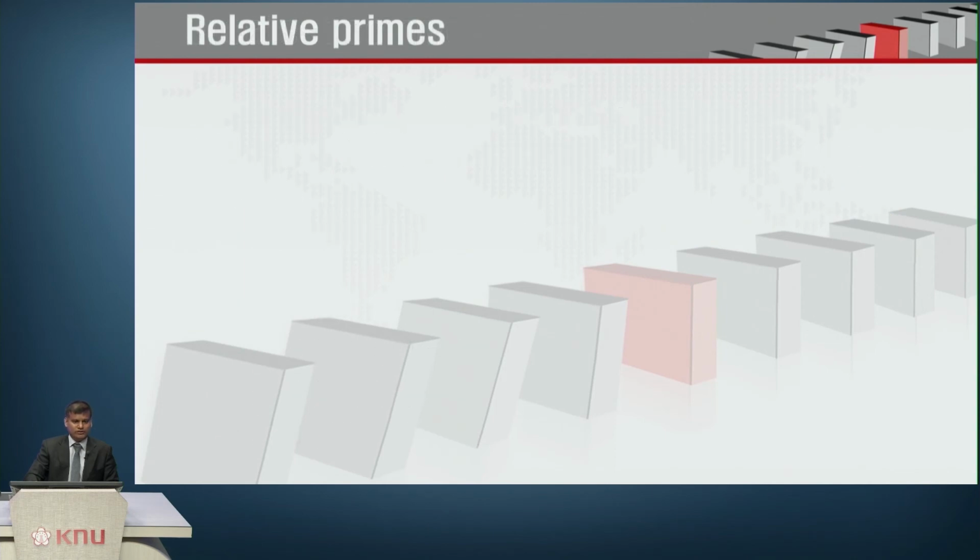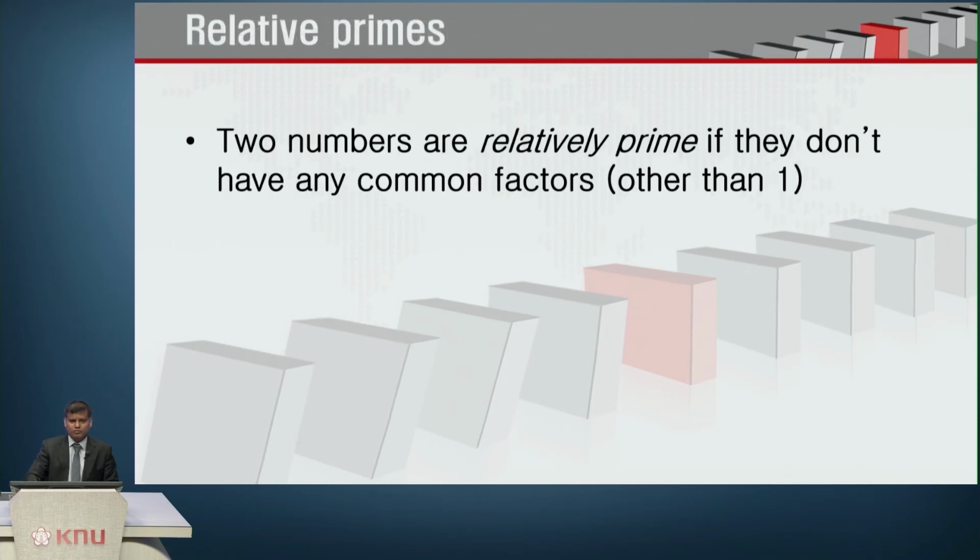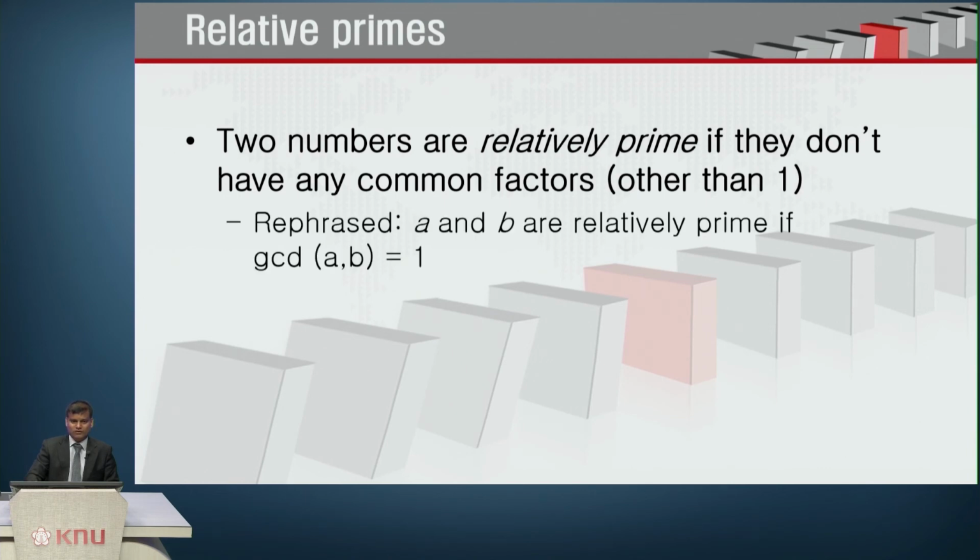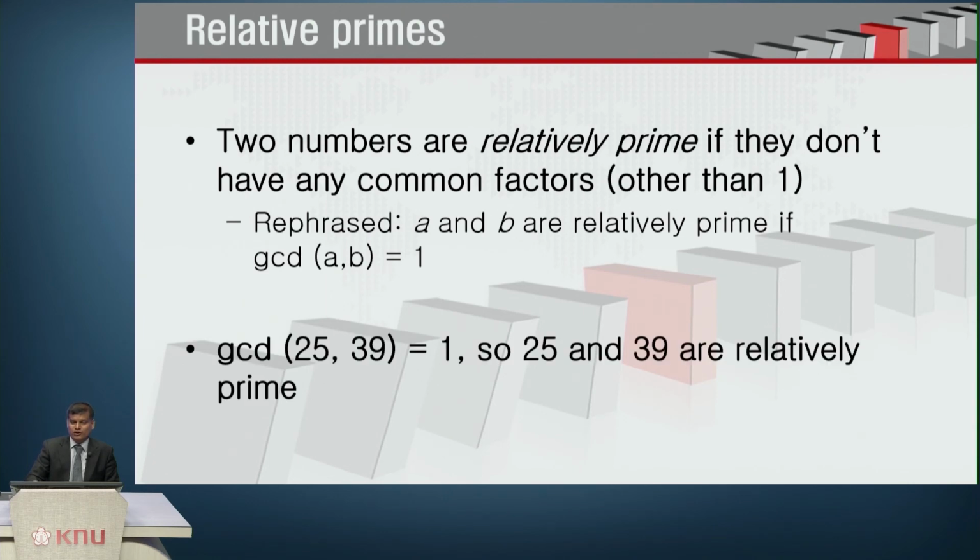Relative primes. What is relative prime? Two numbers are relatively prime if they don't have any common factors other than 1. We saw an example just now. So let's say a and b are relatively prime if GCD of a comma b is 1. We know that GCD of 25 and 39 is 1. So 25 and 39 are relatively prime.